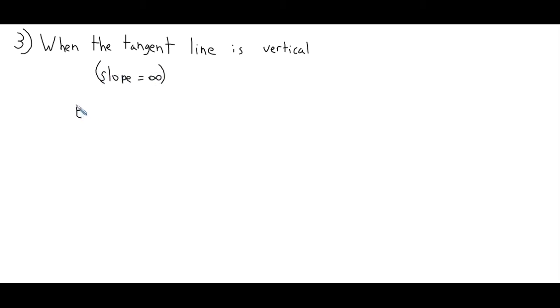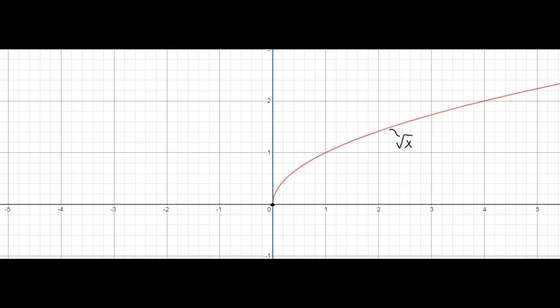The final case where a derivative does not exist is when the tangent line is vertical. Because remember, a vertical line has a slope of infinity. A really good example of this is f of x equals the square root of x. So let's look at that. We can see in red the square root of x, that's that curve, and we can see the tangent line at x equals 0 is that blue vertical line, right? It just barely touches the square root of x at x equals 0.